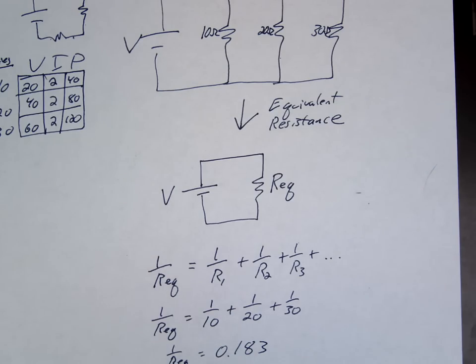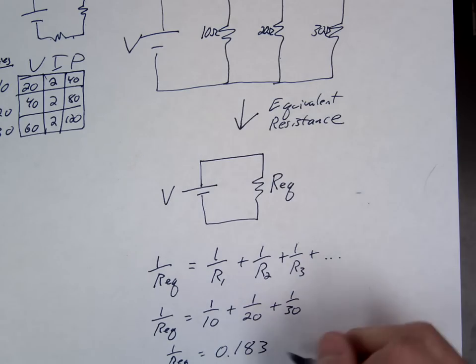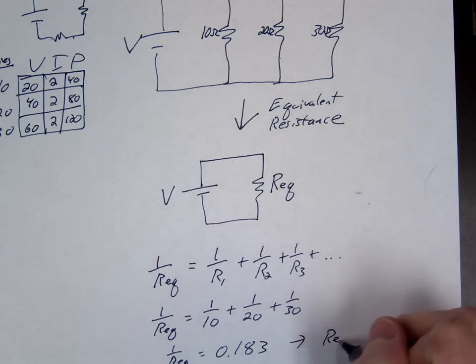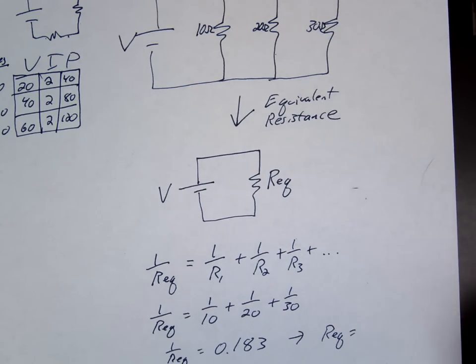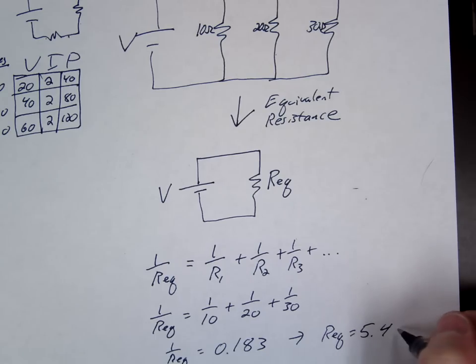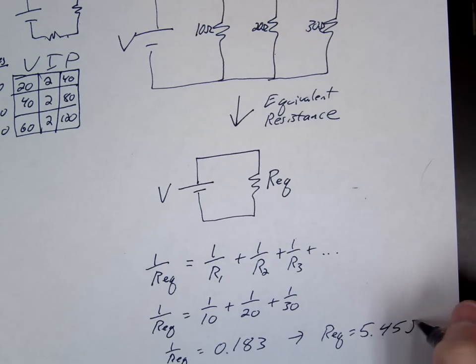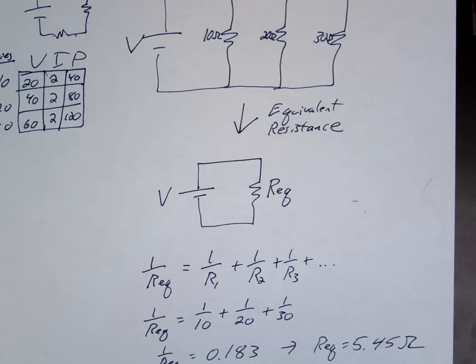However, that is not the answer. So this is 1 over Req equals 0.183. So you have to then reciprocate that number. Take the reciprocal of that number and we get about 5, right? 4 or 5? Okay, so that's our equivalent there.